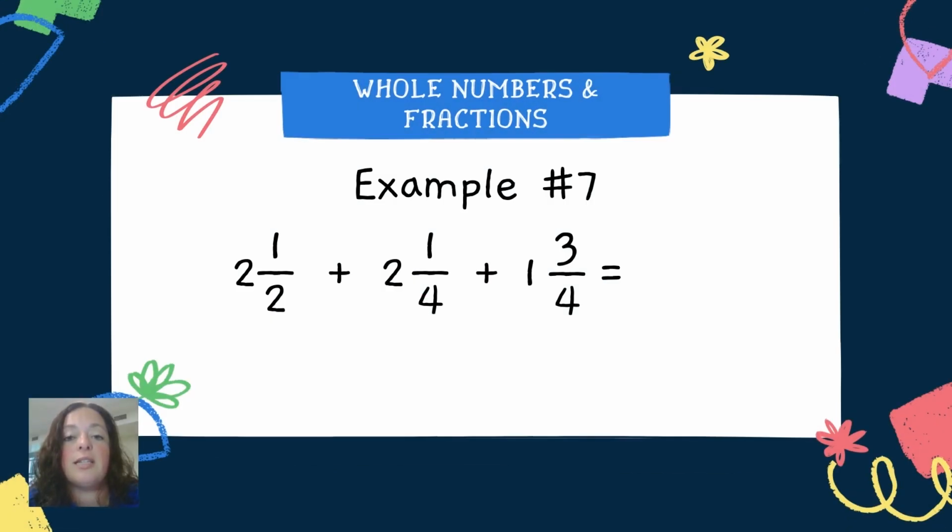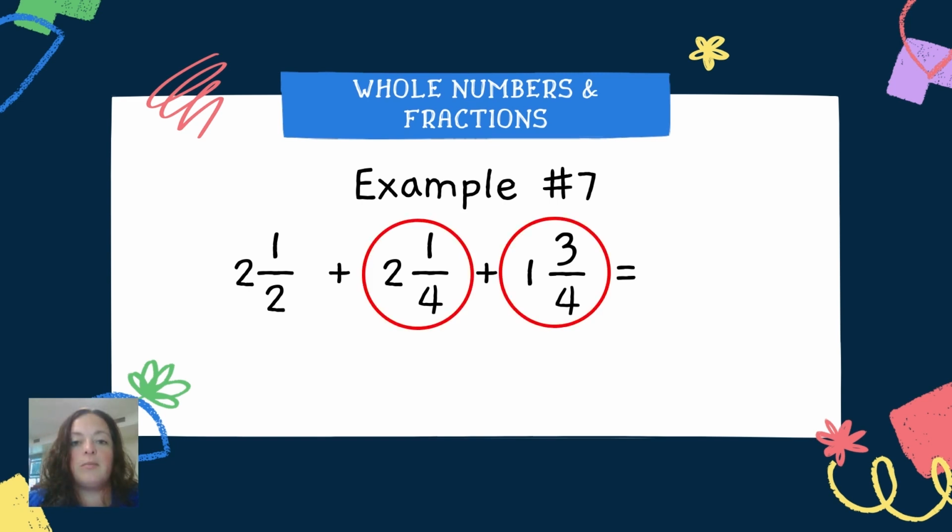Example 7. Let's look at some with whole numbers and fractions. These 3 numbers that are being added together are mixed fractions. 2 and 1/2 plus 2 and 1/4 plus 1 and 3/4. It looks trickier than it really is. Watch how we can break this down.